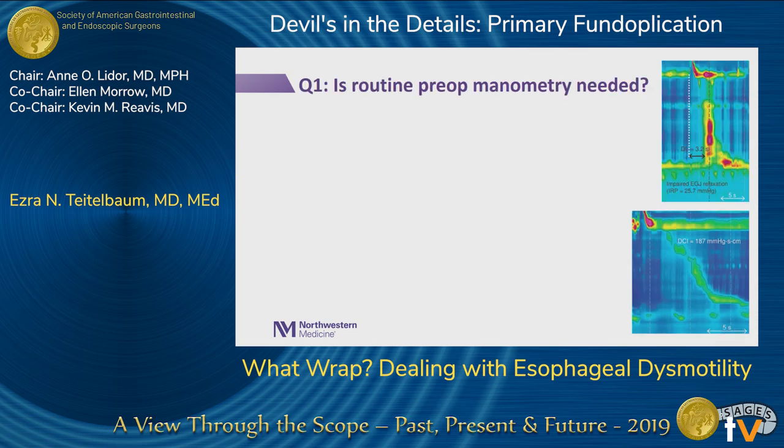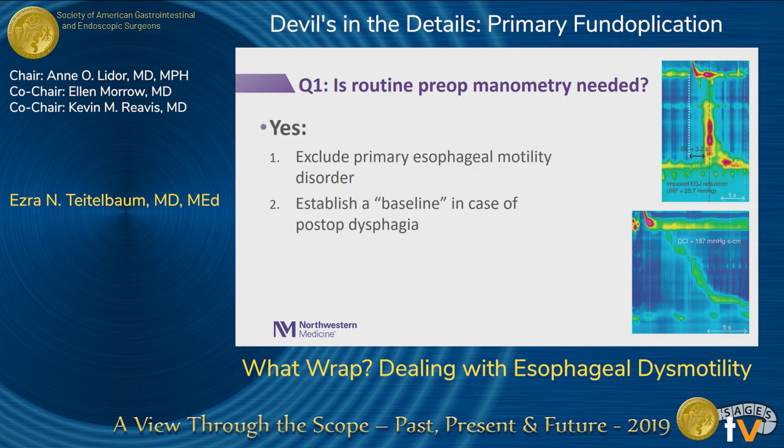So first question, I could have saved myself a lot of trouble. The patient had no dysphagia. Why did I even get a manometry at all? Is this really necessary? And I would say yes. Every patient undergoing primary anti-reflux surgery should have a preoperative manometry, for a few reasons. One, you need to exclude a primary esophageal motility disorder. The symptom profile, while distinct, is not completely dichotomous. Next, you have to establish a baseline in case the patient has problems postoperatively, to allow you to diagnose what is causing the postoperative dysphagia. And then third, which I'll talk about, is whether or not you're going to tailor the fundoplication to that manometry.